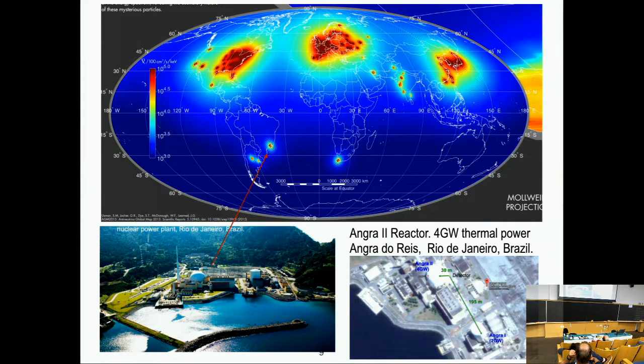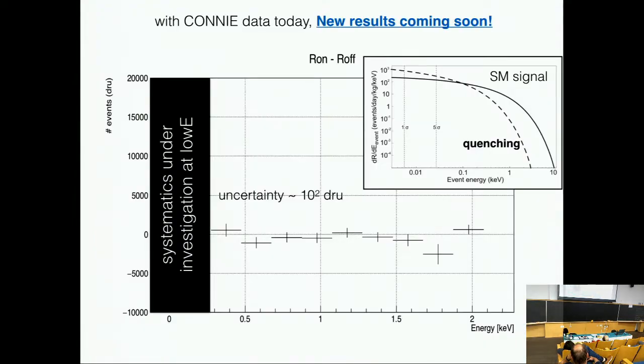Anyway, so these are all the neutrinos from reactors in the world. This is where we are located. It's a very nice facility, a very nice place to work. You have access to the reactor, you have good support from the people, and the team here in Rio de Janeiro is driving the operations of this experiment. Okay, so we have the data, the results are coming very soon.